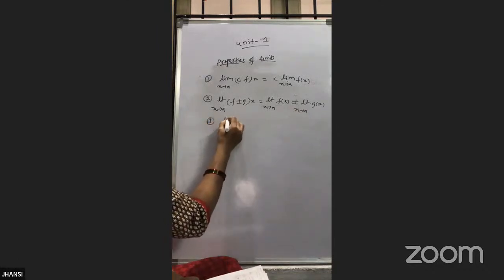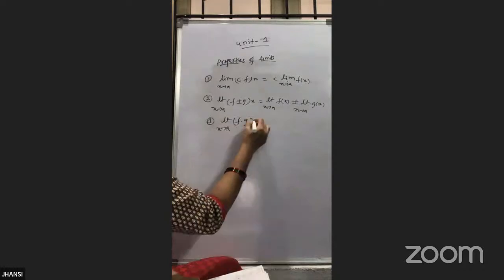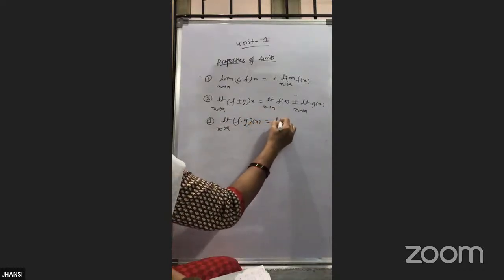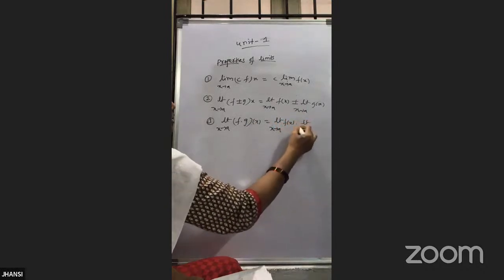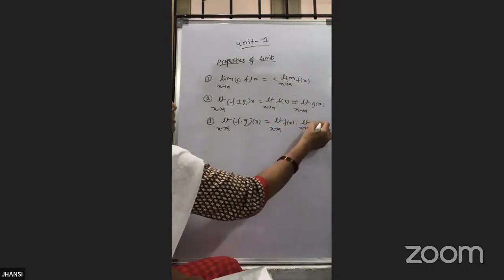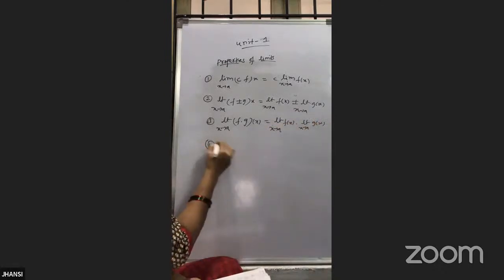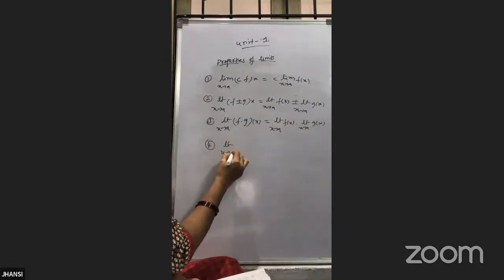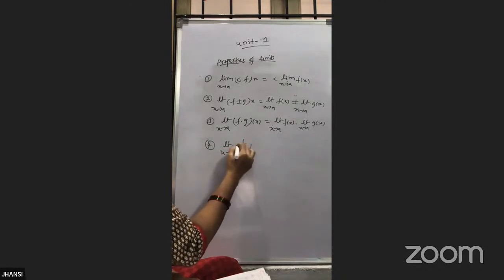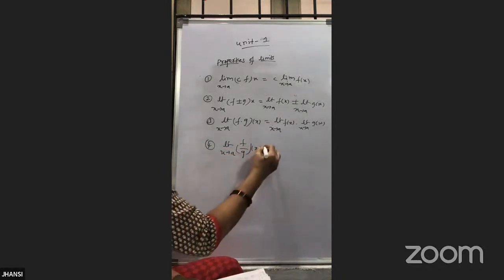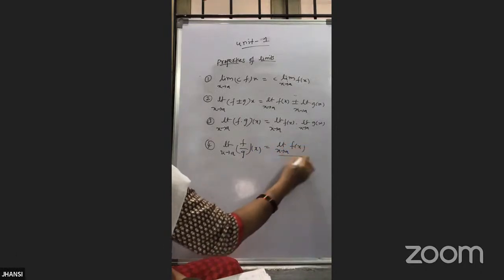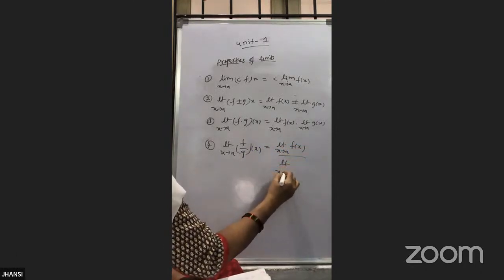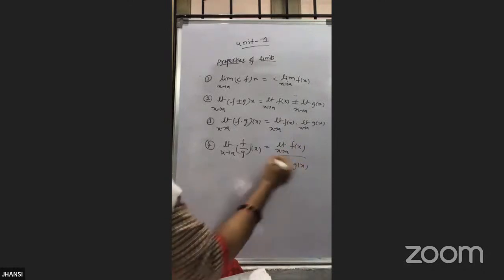And the third one: limit x tends to a of the multiplication of the two functions is the limit x tends to a of f of x into limit x tends to a of g of x. And the fourth one is division. Limit x tends to a of f by g of x is limit x tends to a of f of x by limit x tends to a of g of x.